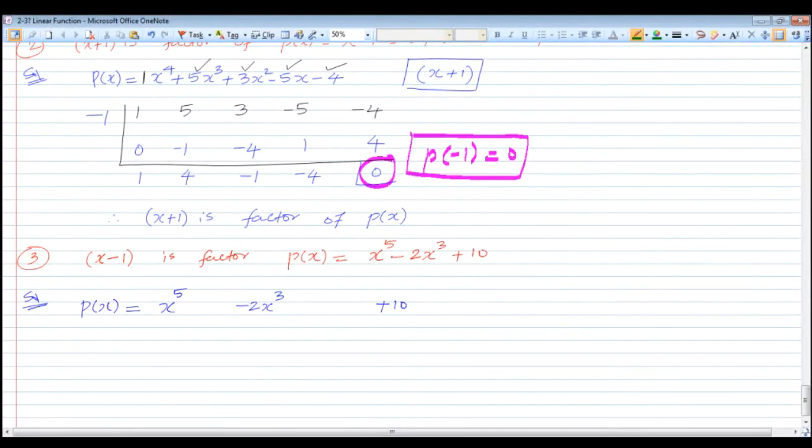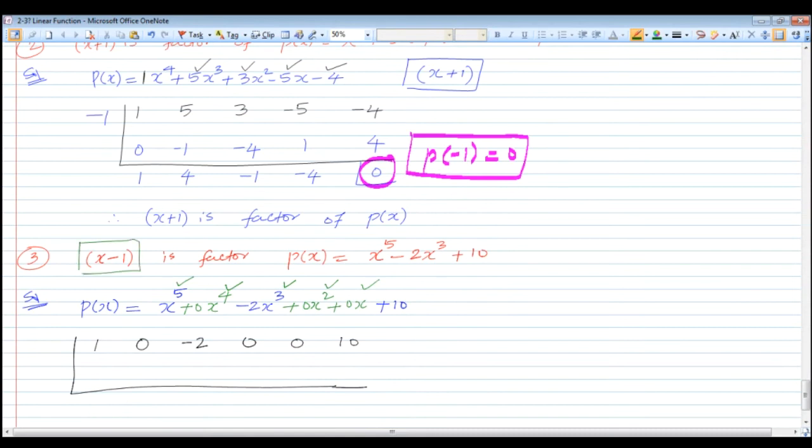What are the missing terms? I can write here 0x power 4, then x power 3 with minus 2, then 0x square plus 0x. Now I can start with the values. Synthetic division: 1, 0, minus 2, 0, 0, and 10. And this is the given factor, x minus 1. Divide by 1, change sign, plus 1. So you will have 1, 0, 1.